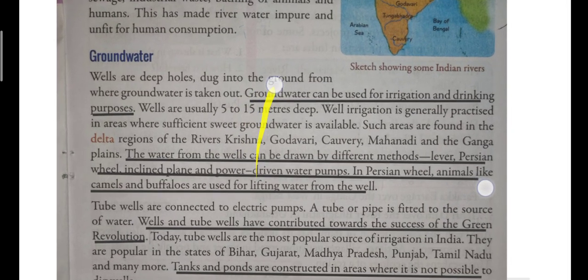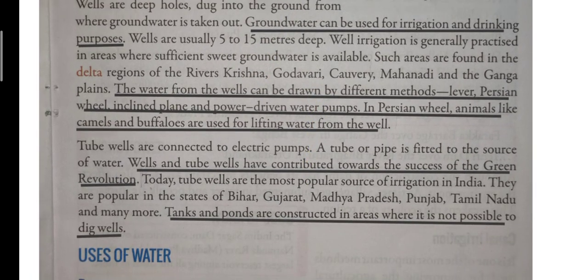Lastly, children, tanks and ponds are constructed in the areas where it is not possible to dig wells. So, wherever it is not possible to dig wells, there farmers will make tanks and ponds to water their fields. So, where wells are not possible, in those places the farmers make tanks and ponds to irrigate their fields.